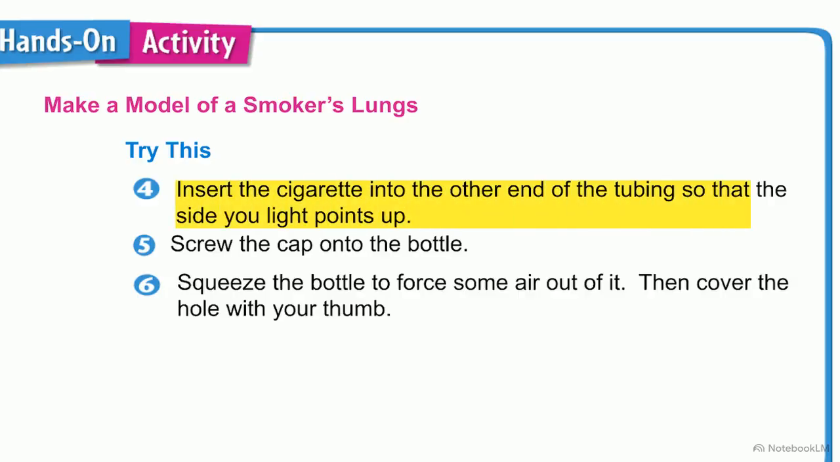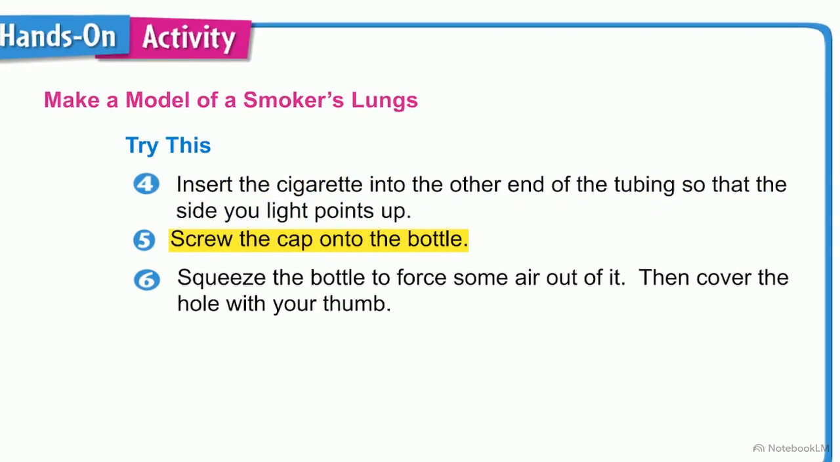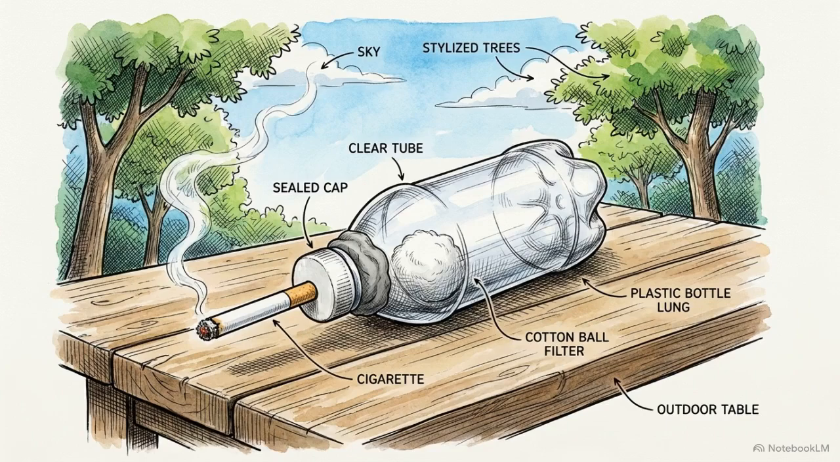Following step 4, insert the filter end of the cigarette into the plastic tubing, pointing upward. Step 5 is to screw the cap assembly onto the bottle. Once tight, we are ready to begin the breathing simulation. Move the model to a highly ventilated outdoor area before proceeding with any matches or fire.